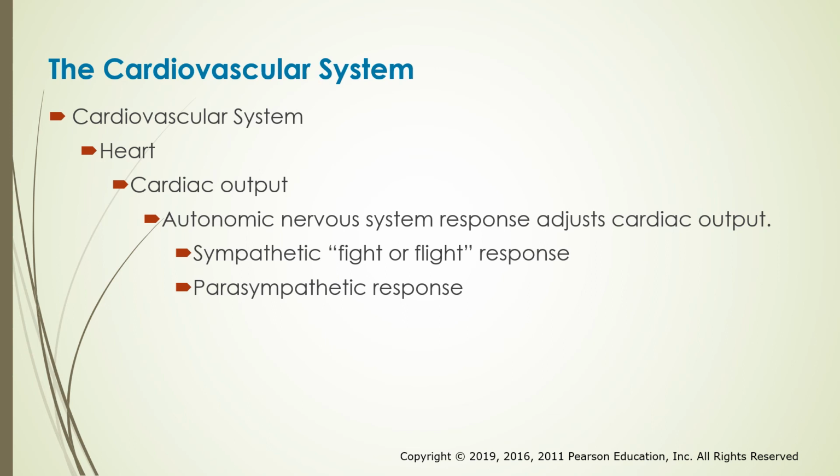So our autonomic nervous system, the one that just does its own thing, adjusts based on our cardiac output. So we have our sympathetic, which is our fight or flight. That's when our adrenaline starts pumping. We're getting ready to either run for our lives or fight for our lives. Our parasympathetic response is also known as the rest and digest nervous system. So that's what relaxes us, makes us chill out.